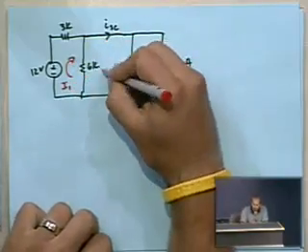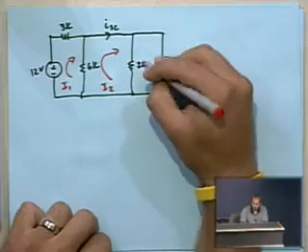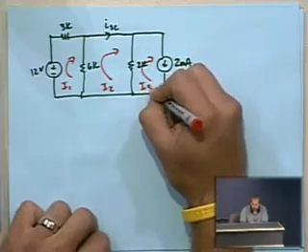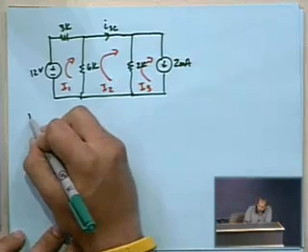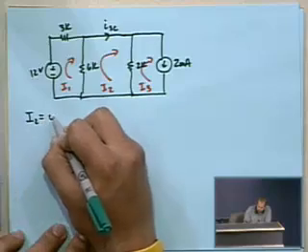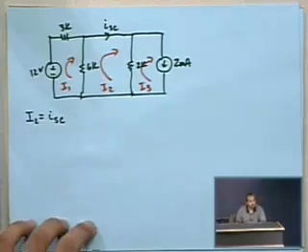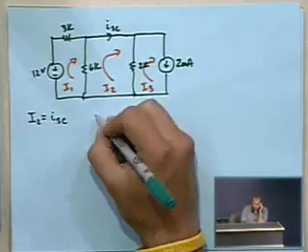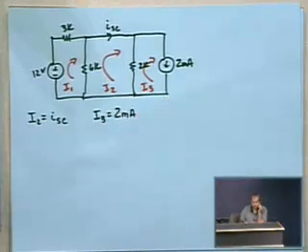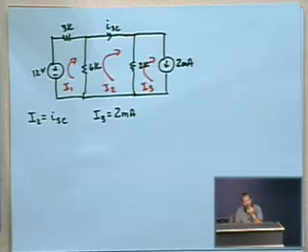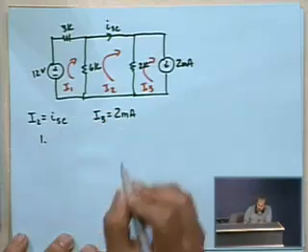So here's I1, here's I2, here's I3. Two things are worth mentioning: whatever value we get for I2 is going to be our short circuit current, and I3 equals 2 milliamps. So that's one thing that makes this a little easier. Let's write our two mesh equations.